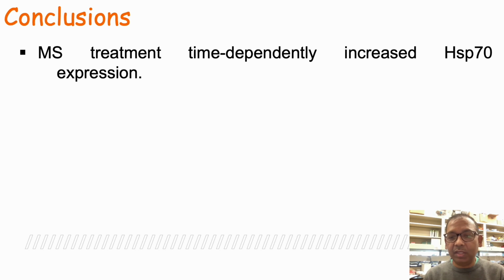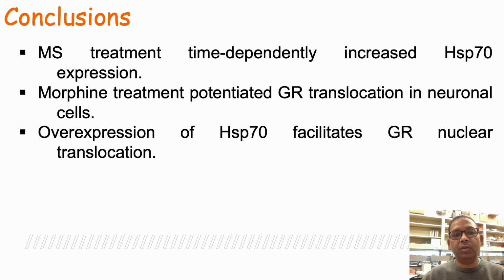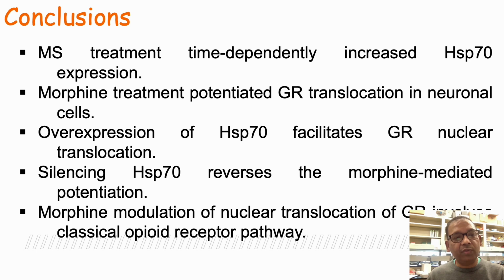So based on our results, we conclude that morphine treatment time-dependently increased HSP70 expression. Morphine treatment potentiated GR translocation in neuronal cells. Overexpression of HSP70 facilitated GR nuclear translocation, while inhibiting HSP70 reversed the morphine-mediated potentiation. We also confirmed that morphine modulation of the nuclear translocation of the GR was through the classical opioid receptor pathway.